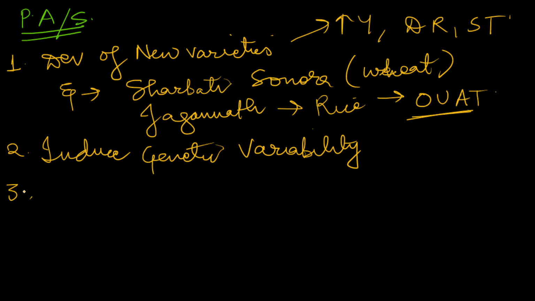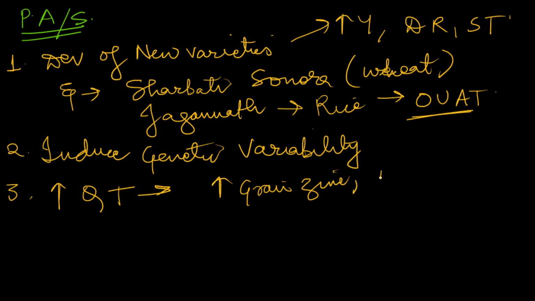It can also help in improving quality traits. For example, it can increase grain size, it can increase the grain quality. For example, there is basmati rice, so various basmati varieties are also developed from mutation to increase the quality of grains.